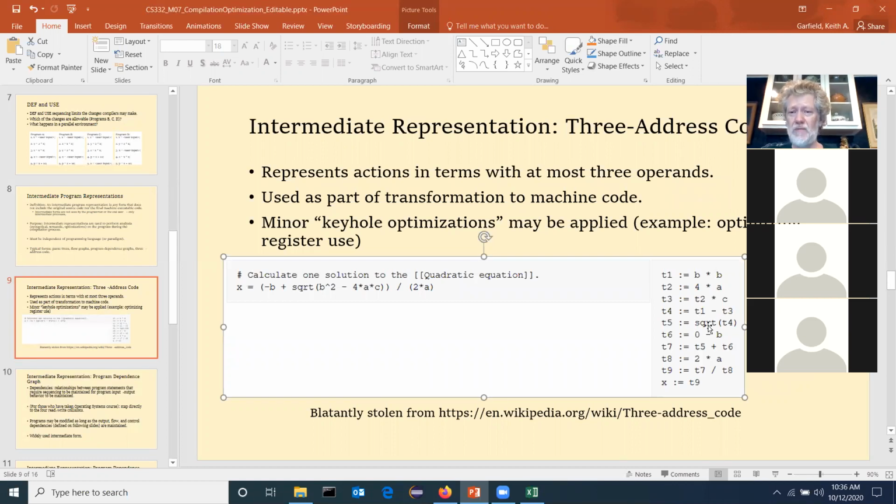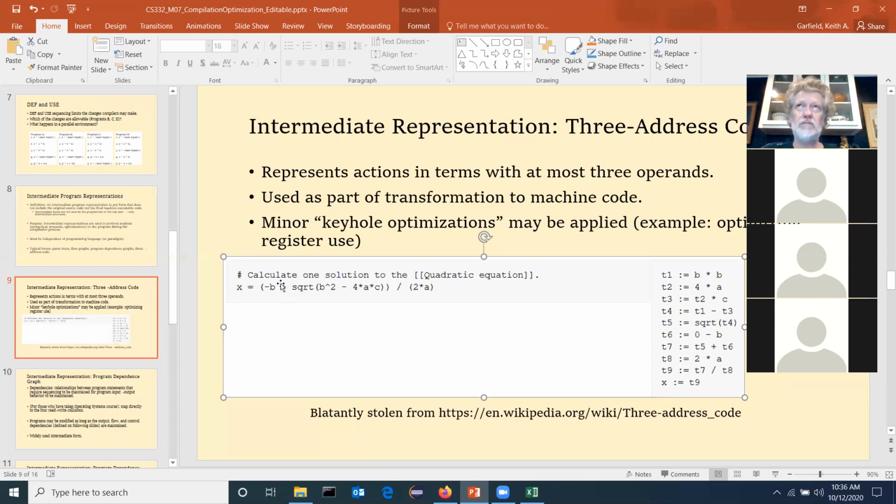Here's a unary operator, square root of T4. So these T's, they're using T's as a mnemonic for temporary, right? And think about how you actually do an equation. If you were to do this equation by hand, good old-fashioned math, pen and paper, algebra and calculus, how would you do it? Think about what you do. You always do one thing at a time. One binary or unary operation at a time.